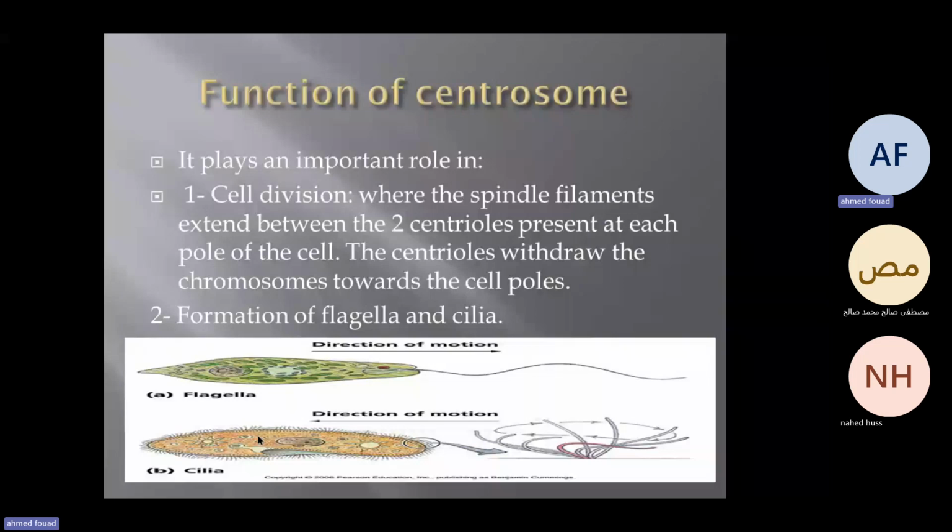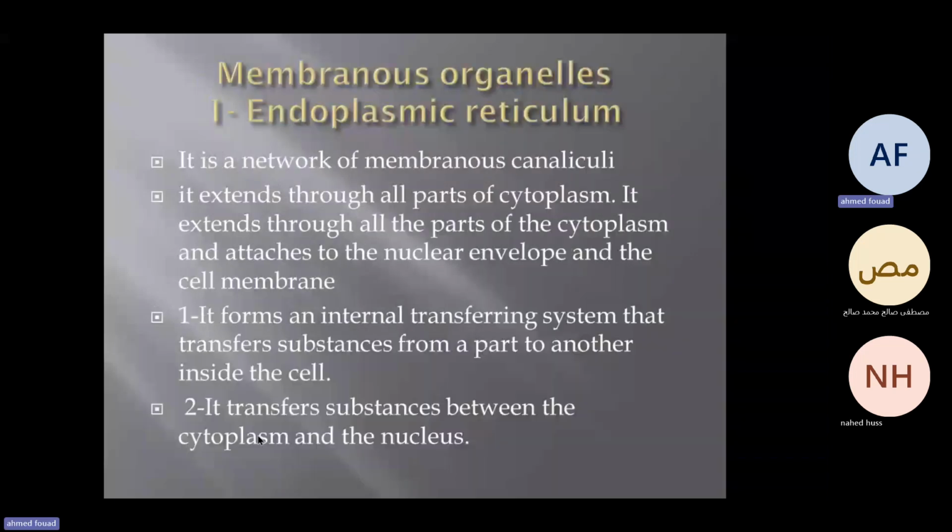Let's talk about some of the membranous organelles, and we mentioned that the membranous organelles are organelles surrounded by membrane. We have here endoplasmic reticulum, Golgi bodies, mitochondria, lysosomes, plastids, and vacuole. Let's first talk about some of these organelles today. Endoplasmic reticulum is a network of membranous canals, extends through all parts of the cytoplasm, and attached to the nuclear envelope and the cell membrane.